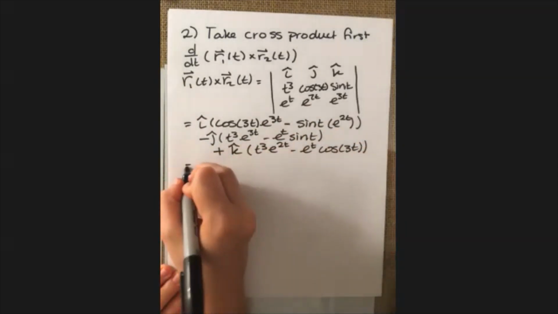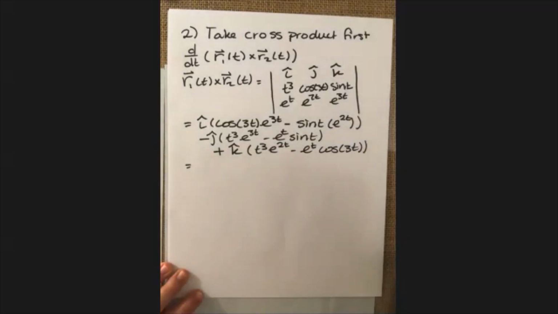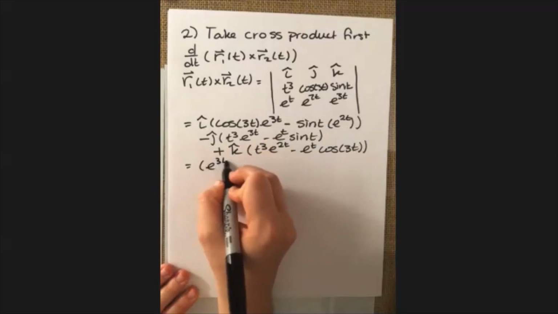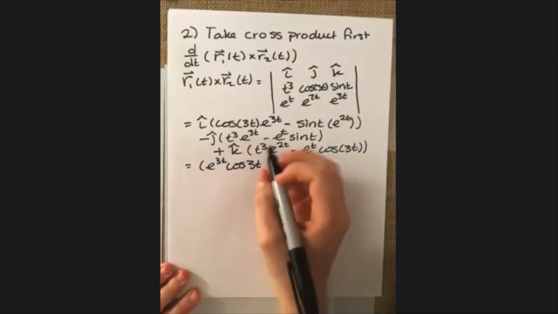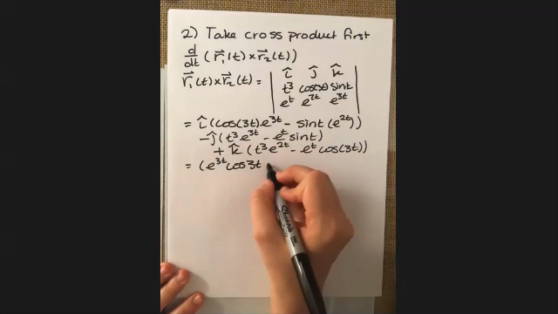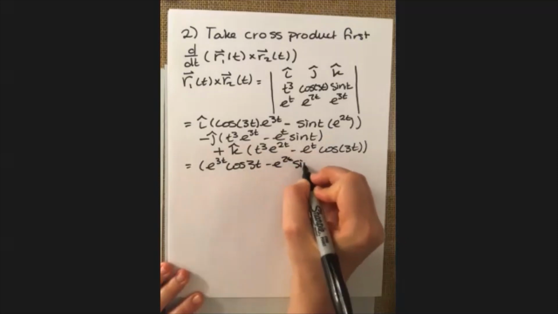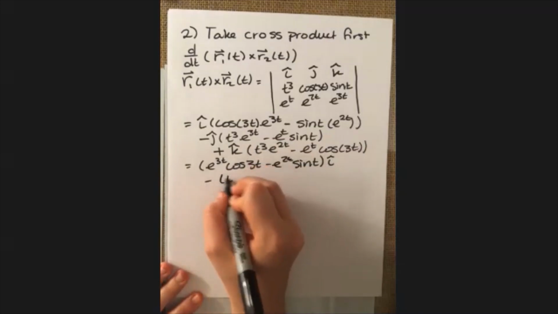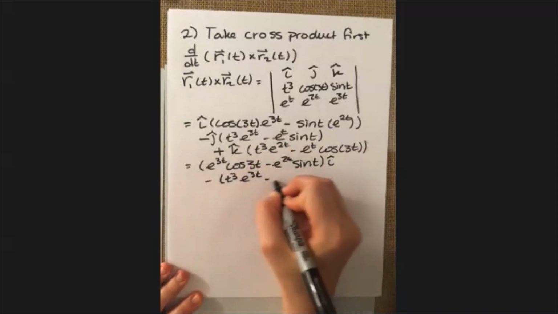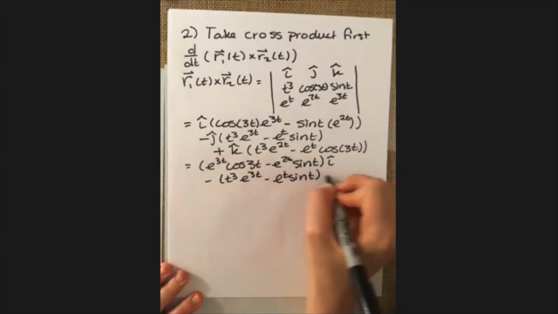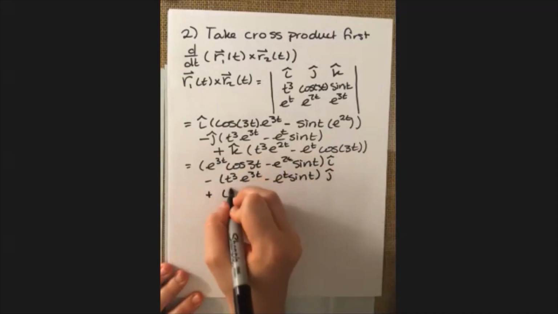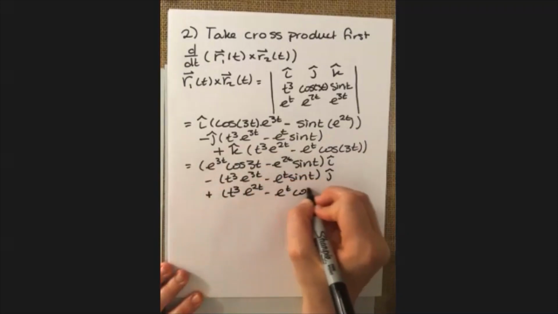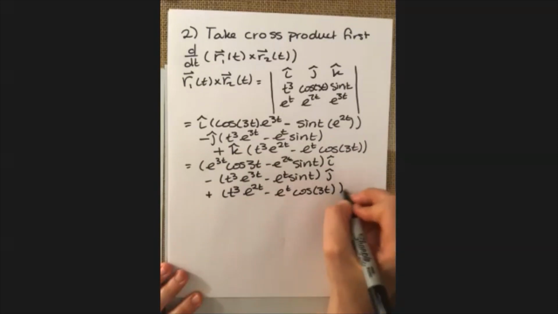So just kind of cleaning this up a little bit, what you're going to get out of it is going to be e to the 3t cosine 3t minus e to the 2t sine of t i hat, minus t cubed e to the 3t minus e to the t sine of t j hat, and then plus t cubed e to the 2t minus e to the t cosine of 3t k hat.